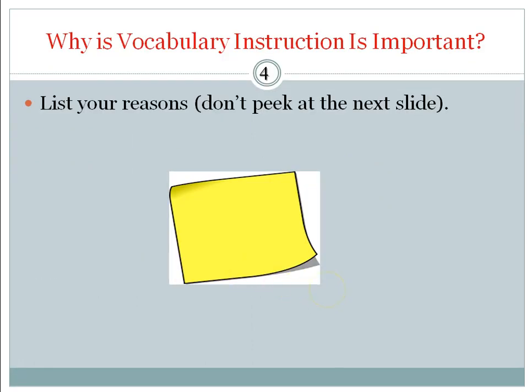So first of all, I'm asking you on slide 4, as you go down through, to think about why vocabulary instruction is important. And I'm asking you in your learning log to jot down some reasons. So take a few minutes and do that. And then if you look at the next couple slides, you'll see information about why it is important. But don't peek yet.